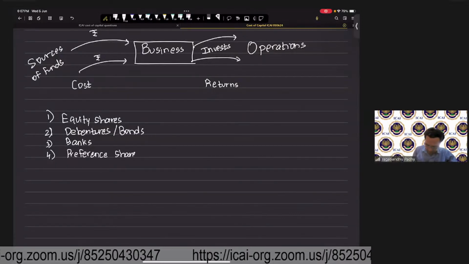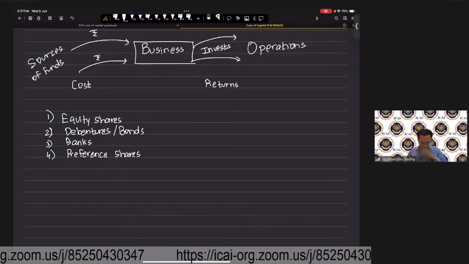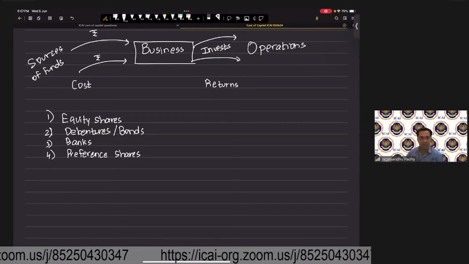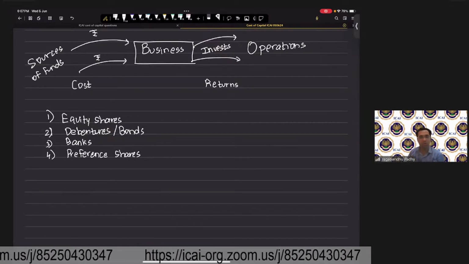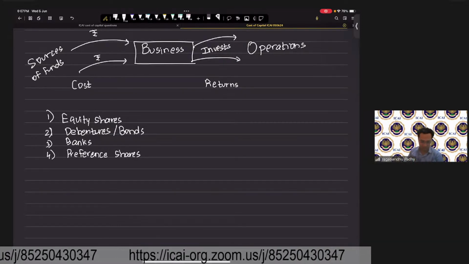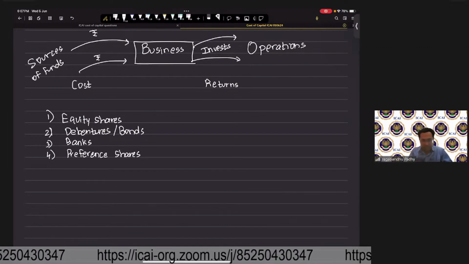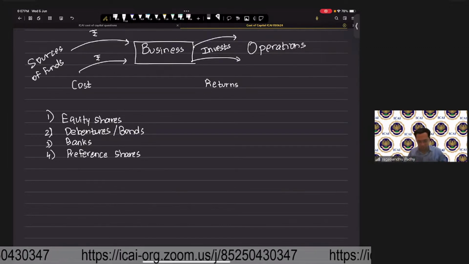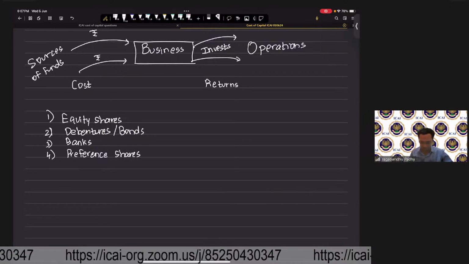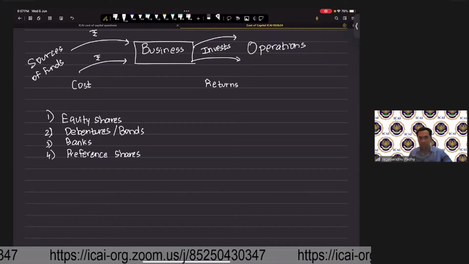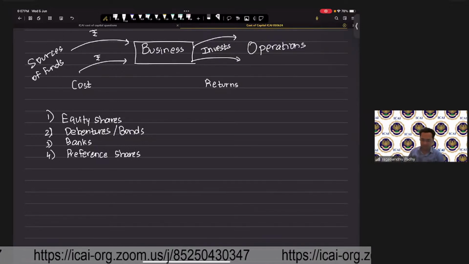We have it from the preference shares. So these are the sources of funds, where you're going to get the money for your business. Now, in what proportion are we going to raise the money? What will be the proportion of equity shares? What is the proportion of debentures or banks or preference shares? That's a later point of discussion.